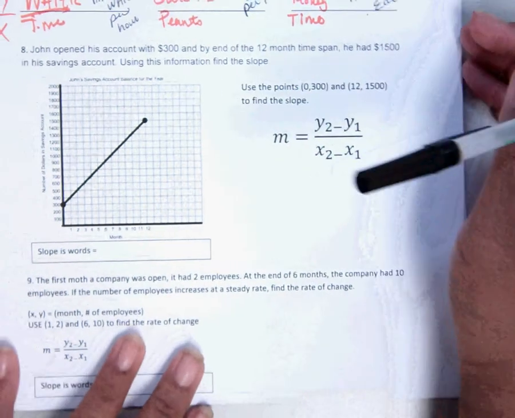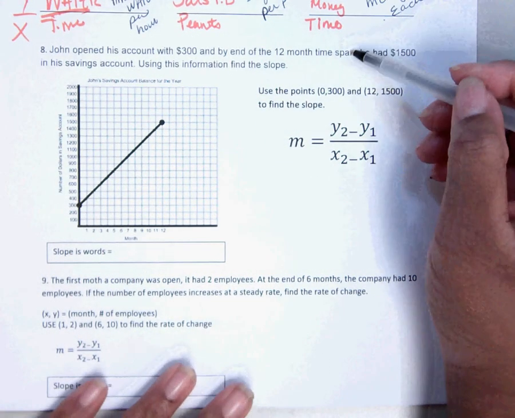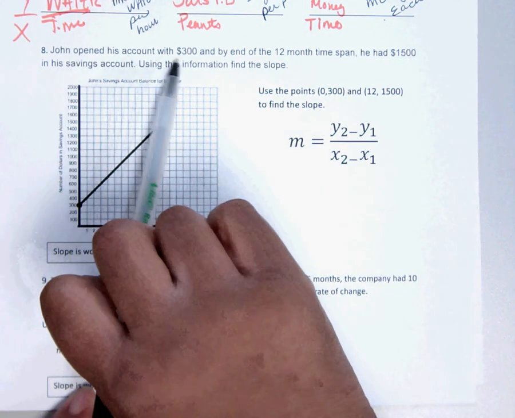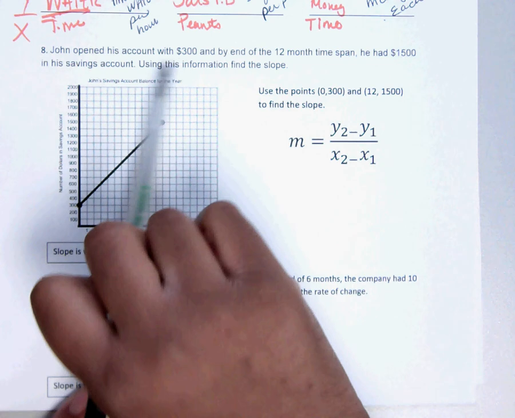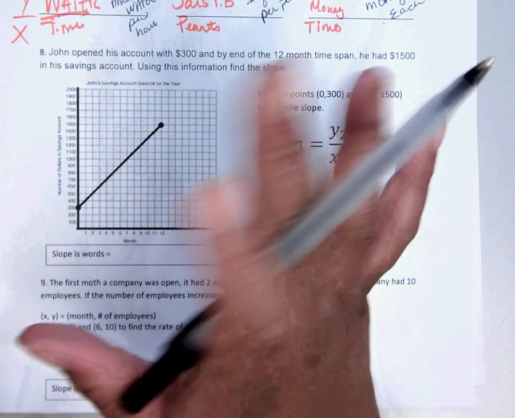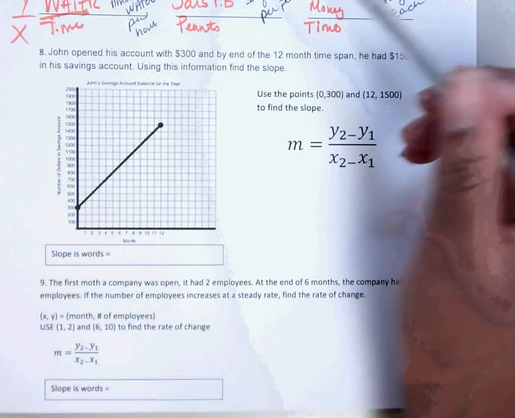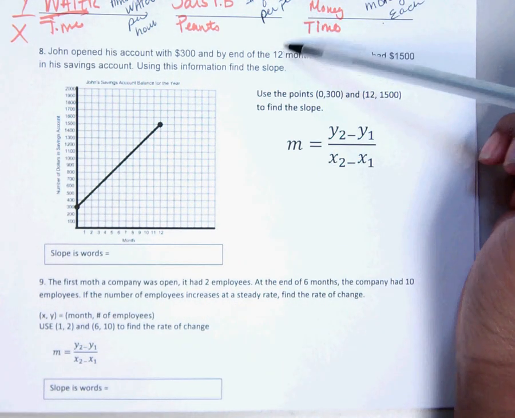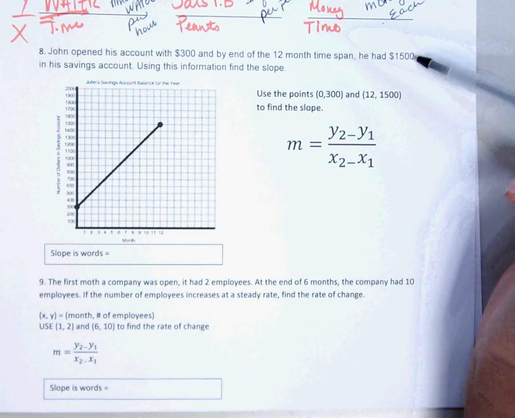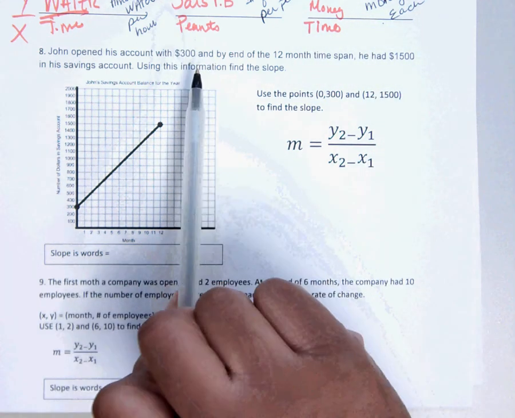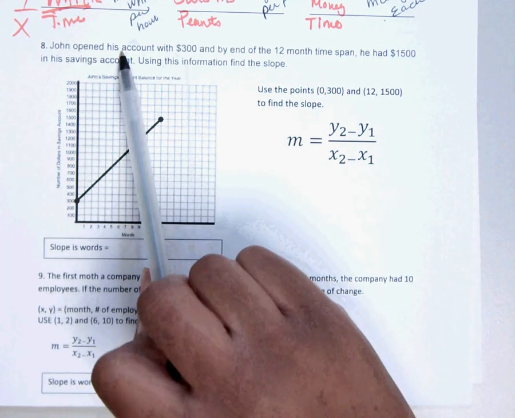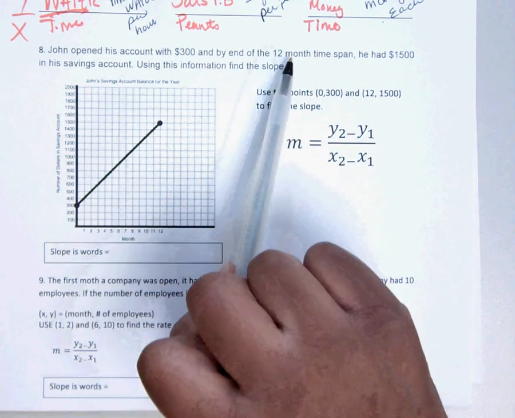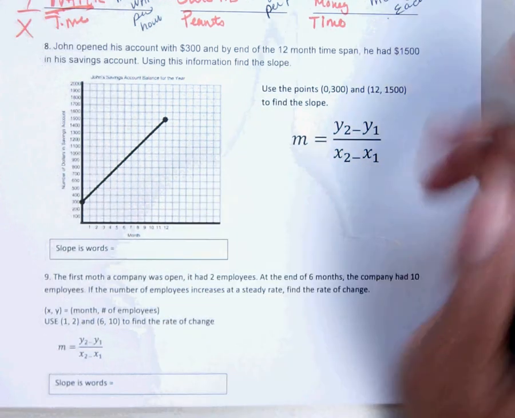Number 8. It wants you to read the scenario and then find the slope. Well, John opened his account with $300. So that means he started on day 0 with $300. And then by the end of the 12-month time span, he had $1,500. So before anything has happened, he's had $300. So that's day 0. And then he had $1,500 in the savings account. So that would be 12 months later.